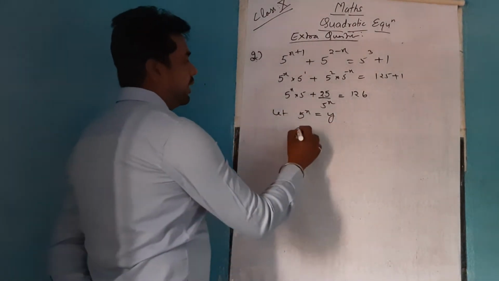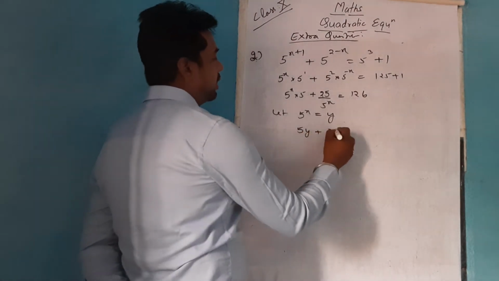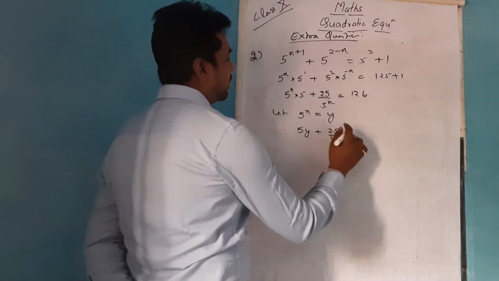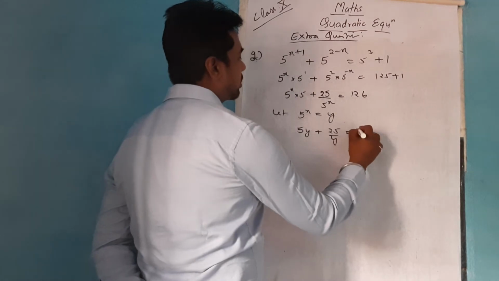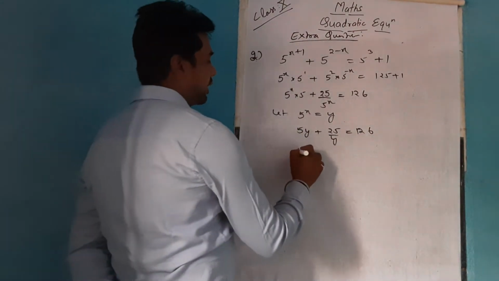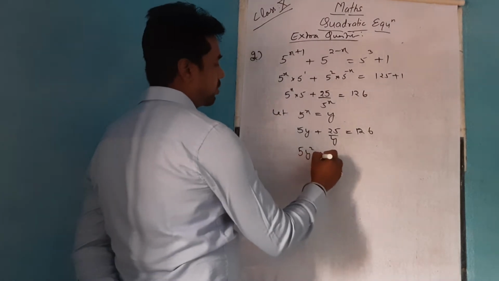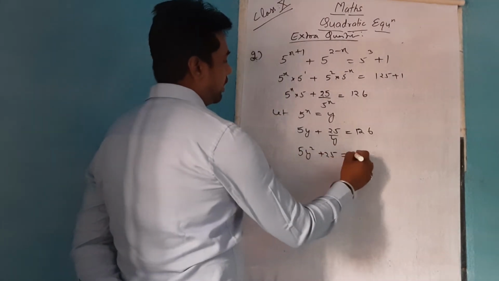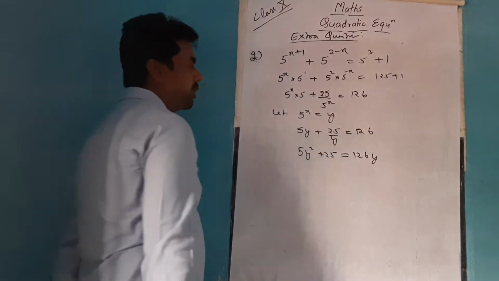Now when you take it as y, this becomes 5y plus 25 by y equals 126. Now we're taking the LCM on the left and arranging in the standard form. So 5y square plus 25 equals 126y.